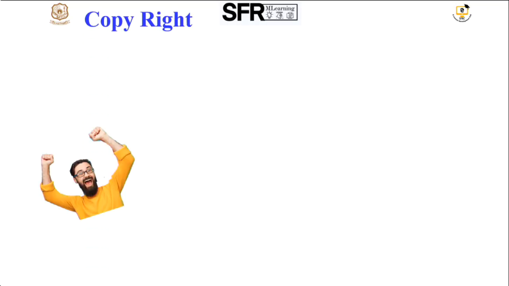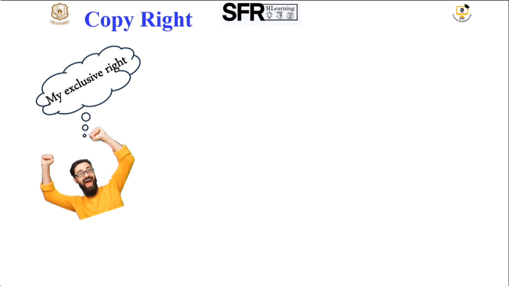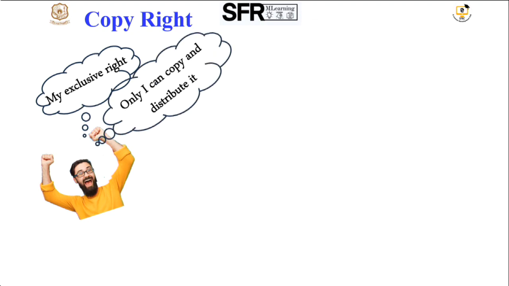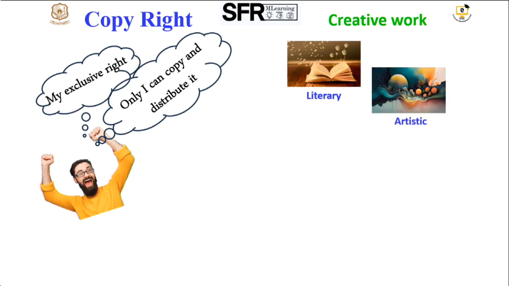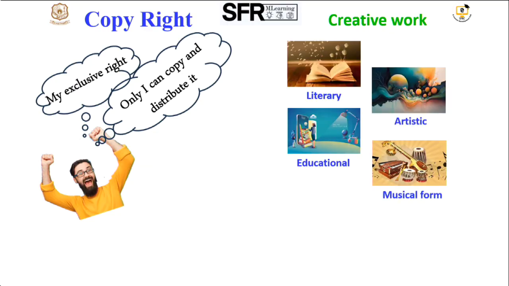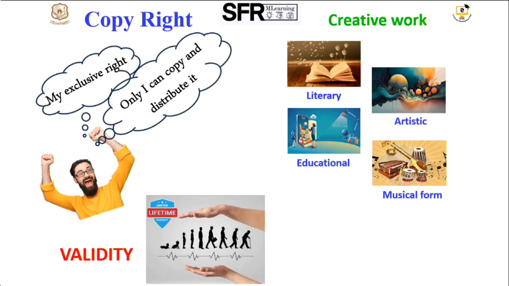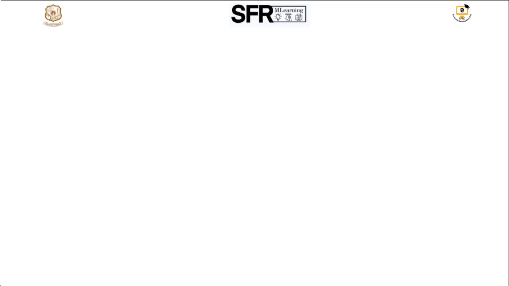It refers to the exclusive and assignable right to copy and distribute a creative work for a limited time. That creative work may be categorized as literary, artistic, educational and musical form. Once the work is registered, it is valid for the lifetime of the author and 70 years after the death of the owner. Next one is trademark.